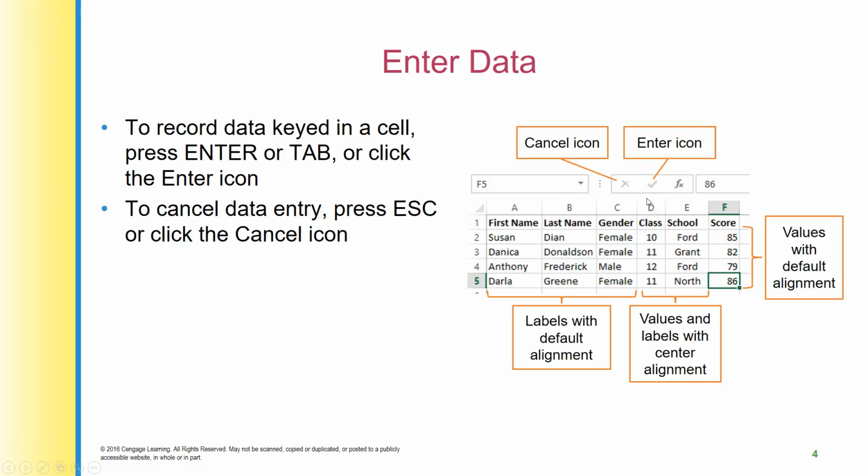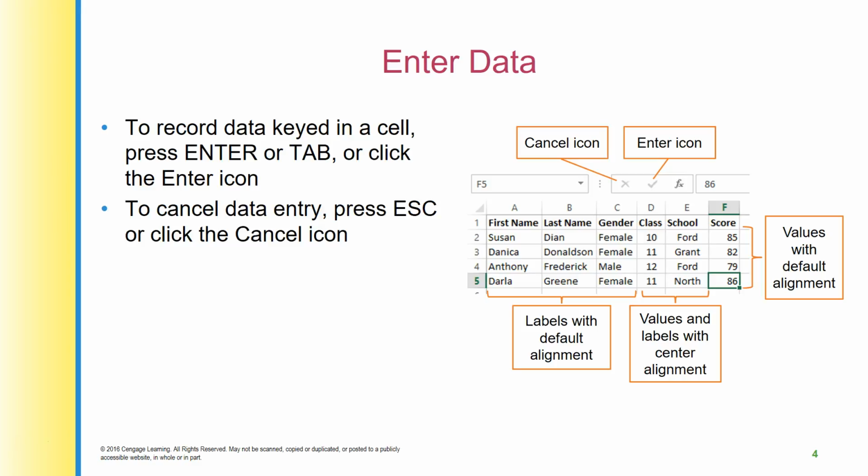If you want to change the alignment that was automatically assigned to the labels and values, use the desired alignment option in the alignment group on the Home tab. If you make a mistake when entering data, use the delete or backspace key to remove the text or numbers. If you find an error after you have left a cell, select that cell that has an error, key the correct data, and tap tab or enter. The new data you keyed will replace the error.